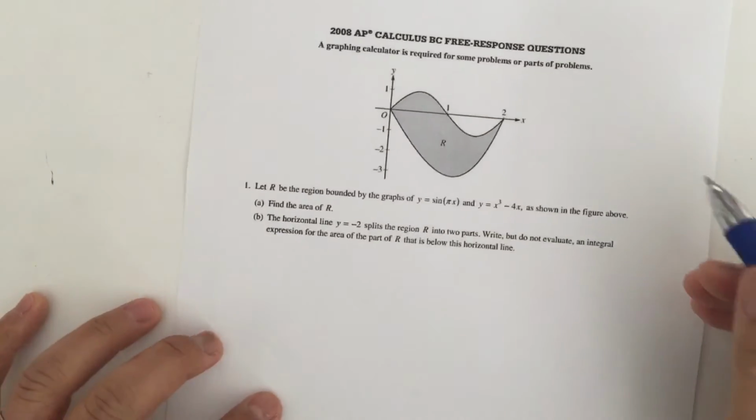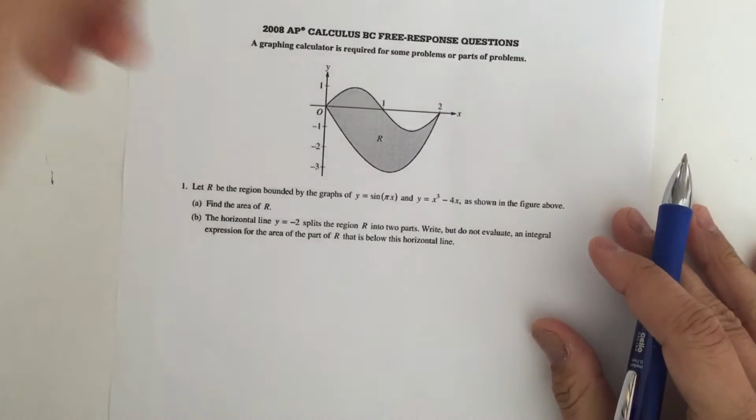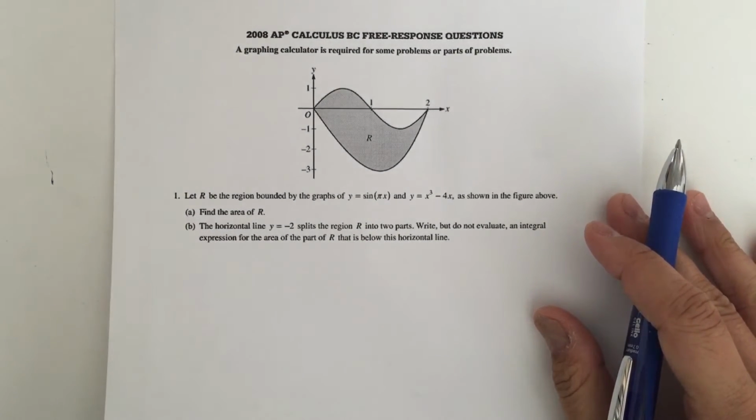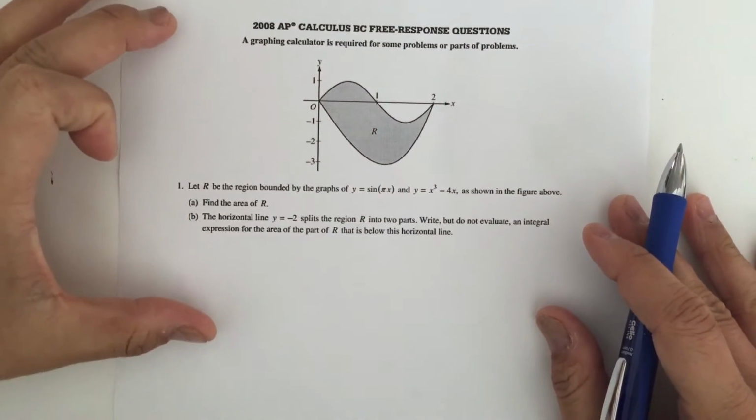All right, last problem for us over here. This is an AP question. Well, the last two problems that we did were also AP questions. Those were multiple choice sections. This is a free response question.